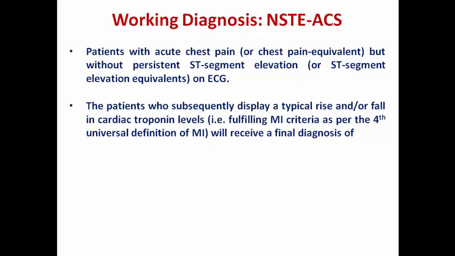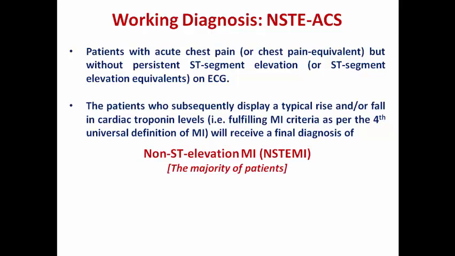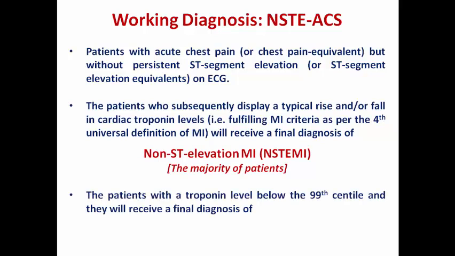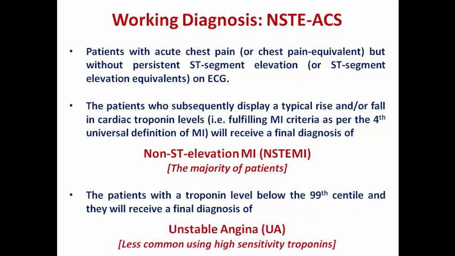If the patient showed a typical rise and or fall in cardiac troponin level fulfilling the criteria of the fourth universal definition of MI, he will receive a final diagnosis of non-STEMI, which represents the majority of patients with non-ST elevation acute coronary syndrome. But if the troponin level is still below the 99th percentile, he will receive a final diagnosis of unstable angina, which is less common, using the high sensitivity troponin assay.